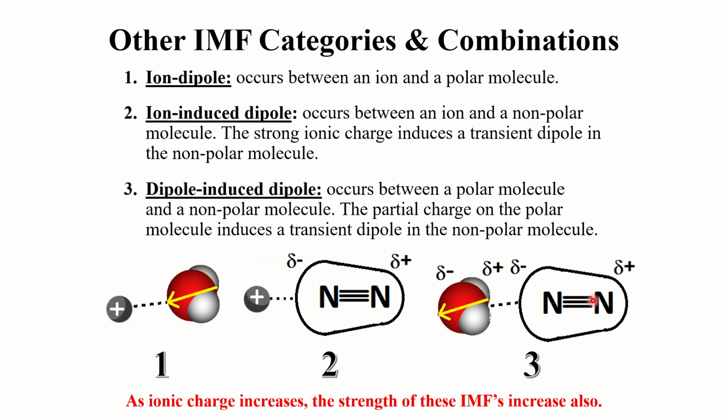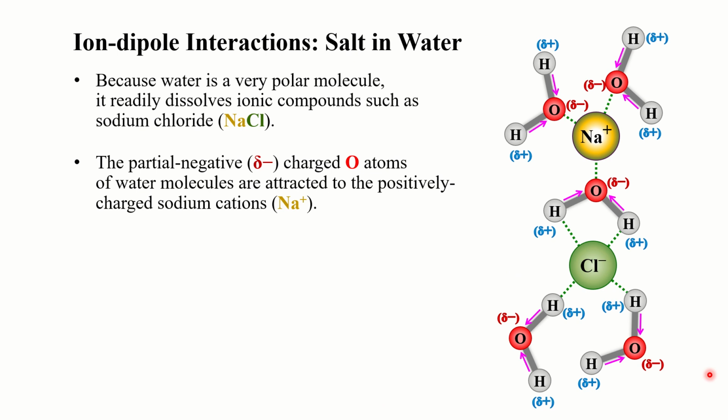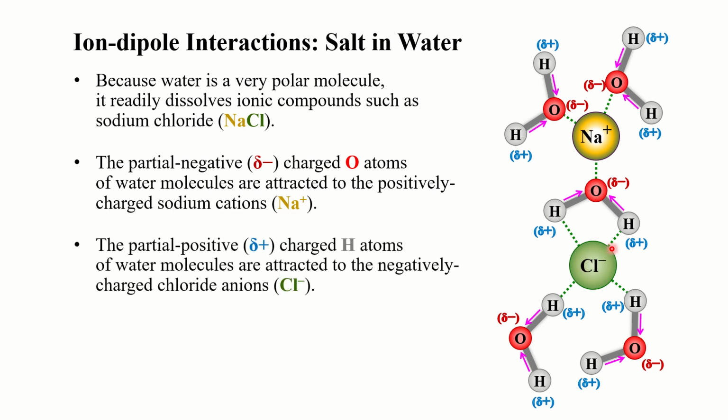All right. Last thing to note, as ionic charge increases, the strength of these IMFs will increase also. Last thing to mention here, I kind of just explained this on the previous slide, but ion-dipole interactions are very important. One of the best examples of this would be salt in water. Because water is a very polar molecule, it readily dissolves ionic compounds such as sodium chloride. So as I mentioned, the positive sodium ions will be attracted to the partial negative charges on the oxygens, but there's something for the chloride too. The negative chloride ion is attracted to the partial positive charges on the hydrogens.